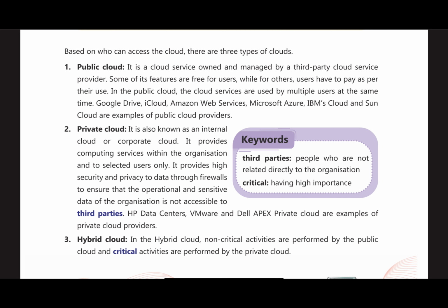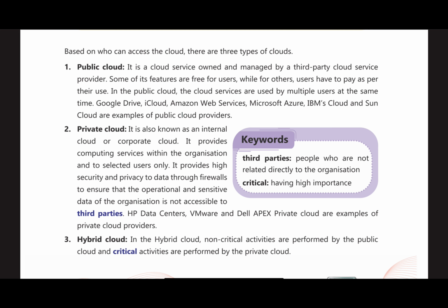See, basically public services are the free services. Means these services will not charge anything from us. We can use them for free. The best examples are Google Drive, iCloud, AWS, whose full form is Amazon Web Services, Microsoft Azure, IBM Cloud and Sun Cloud. These are the examples of public services. Means they provide services for the public, free services basically we can say.